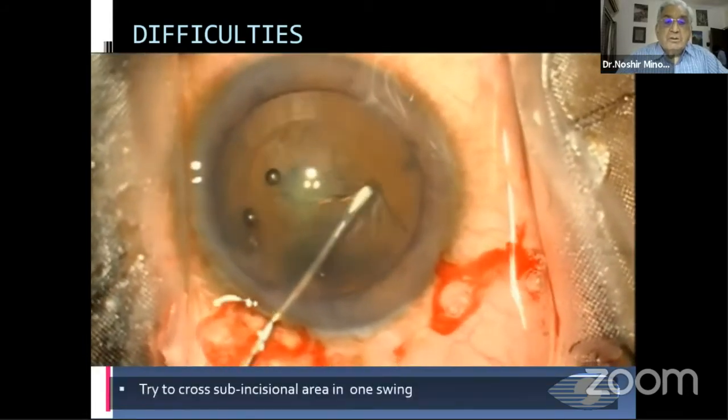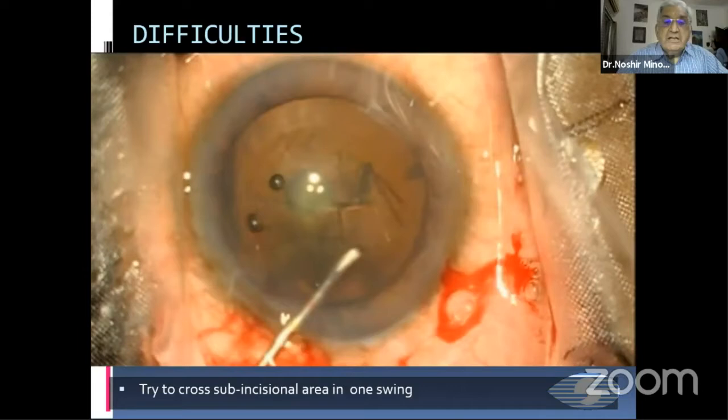Secondly, you should try to cross the subincisional area with one swing, because it is the subincisional area in which the rhexis is not very easily visible. And therefore, you should see that you cross it in one swing.